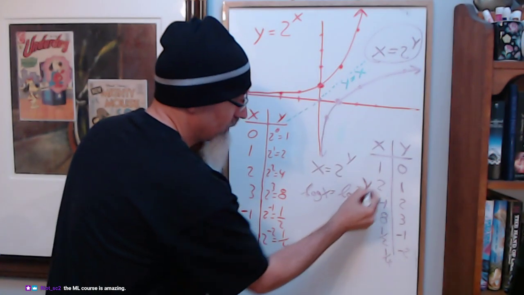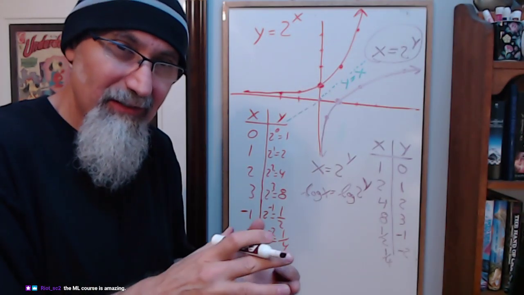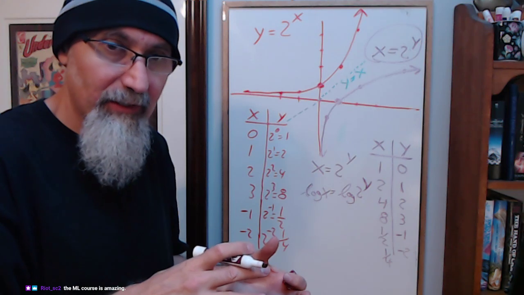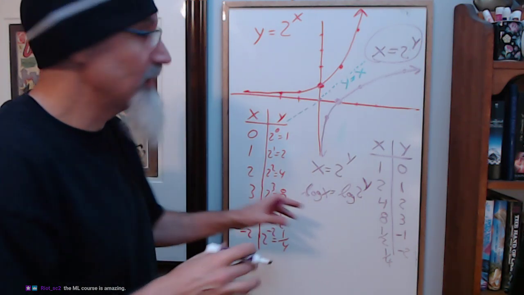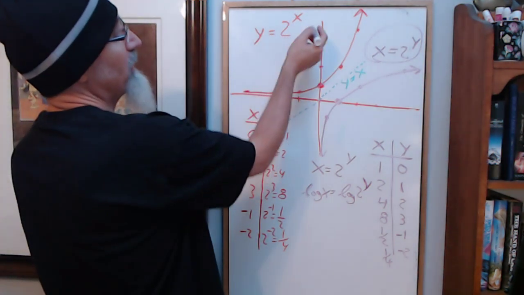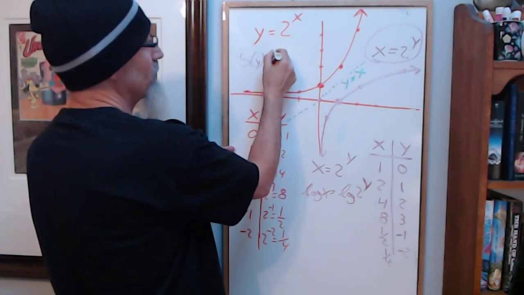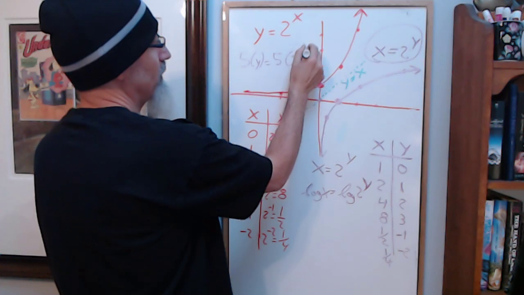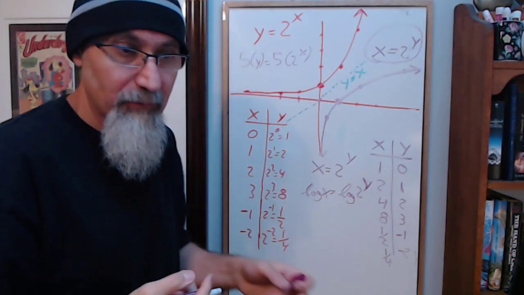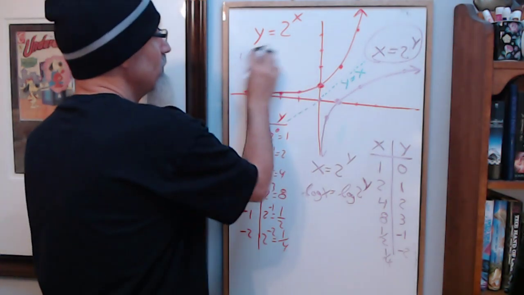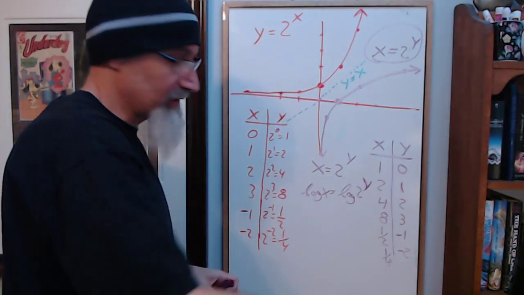Okay. So all we've done right now, because you need a little bit of preliminary log intro to this, is take logs of both sides. It's like saying, let's multiply both sides by 5. This would be 5y is equal to 5 times 2 to the power of x. We just multiply both sides by 5. What we're doing right now is taking logs of both sides.